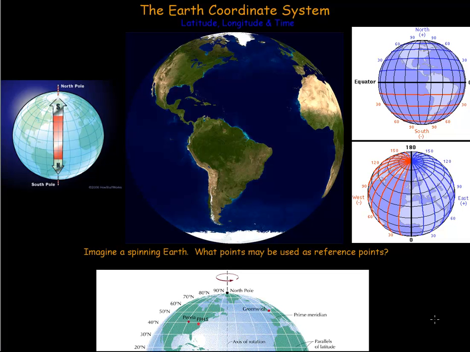Hello, what I'd like to do today is talk about the Earth coordinate system. We're going to talk about latitude, longitude, and also how longitude is used to determine time in the universal time zones. First thing I want you to do is to actually imagine this planet not as being a stationary thing with this program shows, but also a revolving and rotating object.